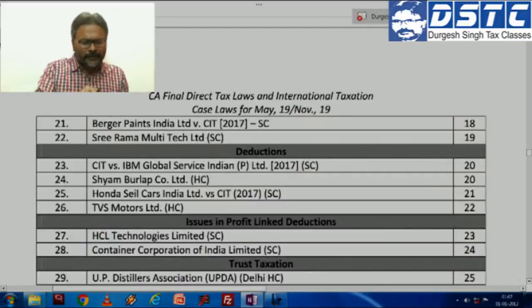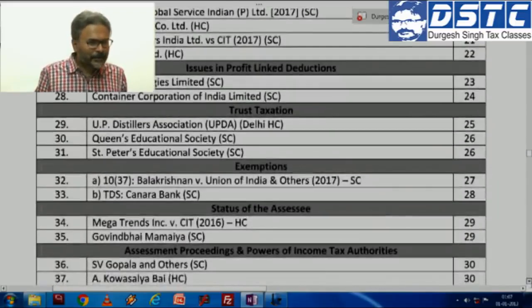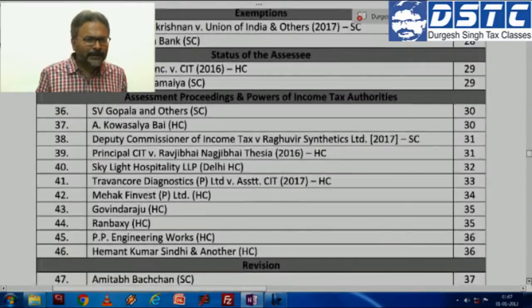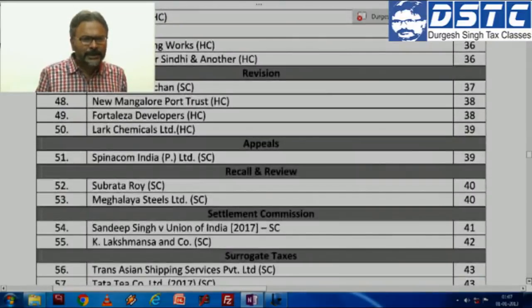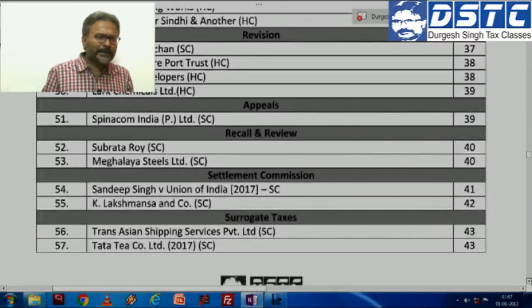On the deductions front, there are these judgments. Issues on profit-linked deduction, trust taxation, exemption, status of the SSC, assessment proceedings and the power of the income tax authorities, revision, appeals, recall and review, settlement commission and surrogate taxes.